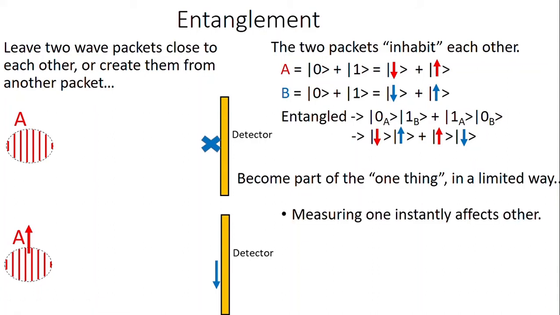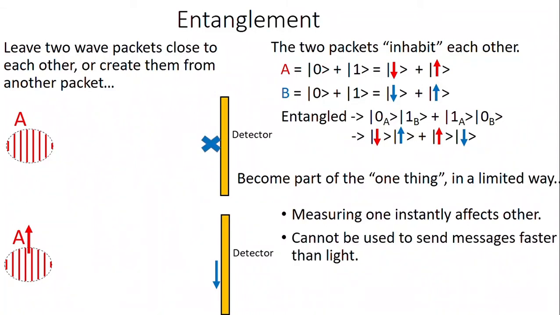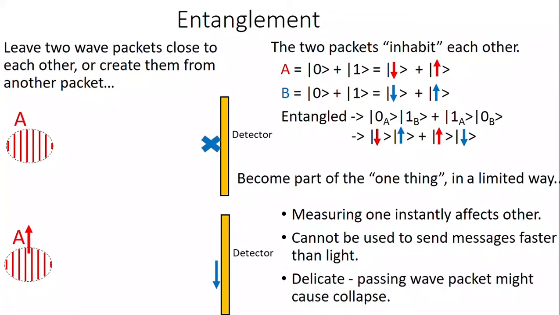Now, as I've been saying, measuring one instantly affects the other because they're instantly reformable wave packets. And you might think you can use this to send messages faster than light, but you can't. That violates special relativity. And the last thing to say here is that entanglement can be delicate. Not always, but can be quite delicate, because if you have two things entangled and a stray photon comes in and collapses the state, then the entanglement is ruined. So in the laboratory, you want to keep things probably very cold or something like that to guard against this.